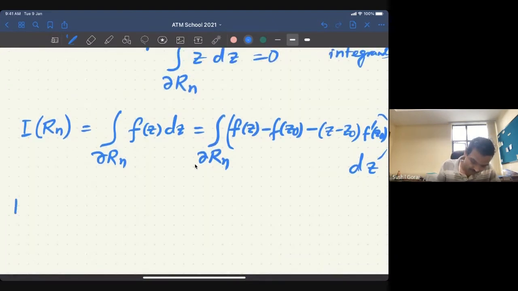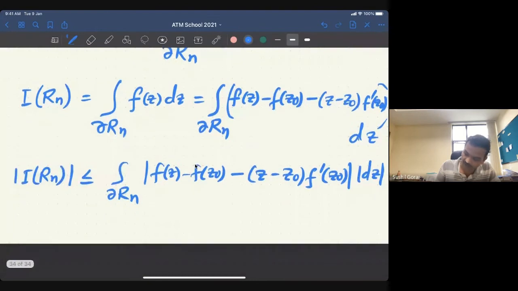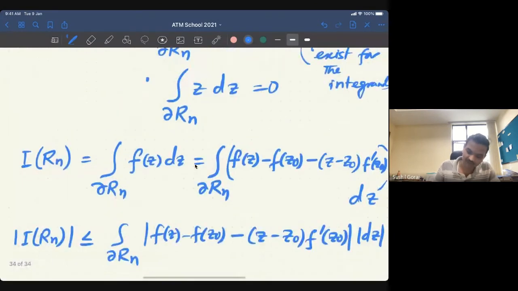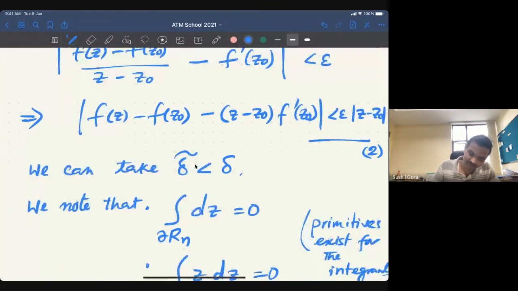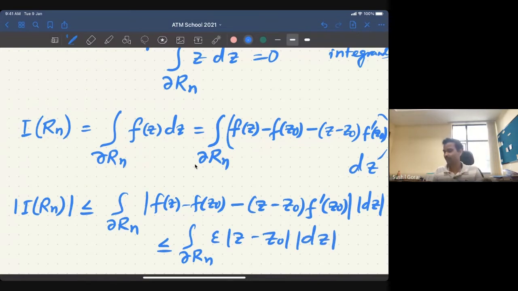All right. Now let's make the estimate. Mod I Rn is less than or equal to the integration over del Rn of mod fz minus fz naught minus z minus z naught times f prime z naught, times mod dz. Now this one we have estimate 2. So this is less than or equal to the integration over del Rn of epsilon times mod z minus z naught times mod dz. All right. Is this fine till now?